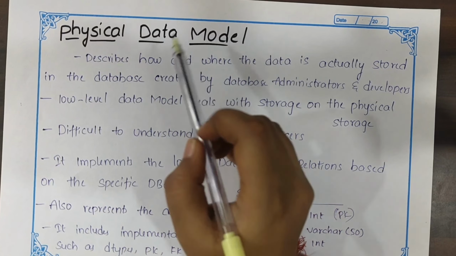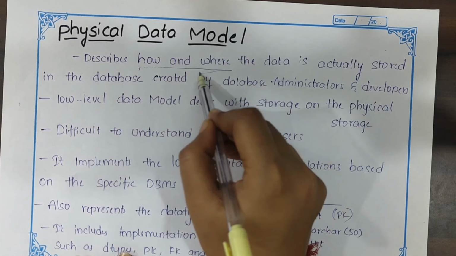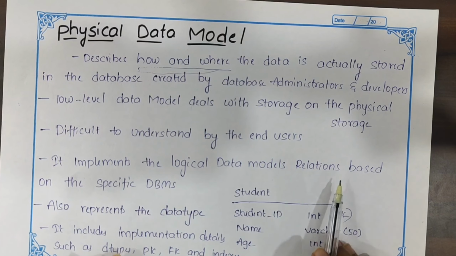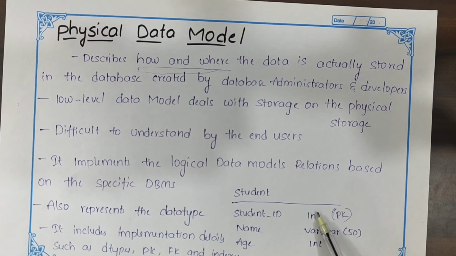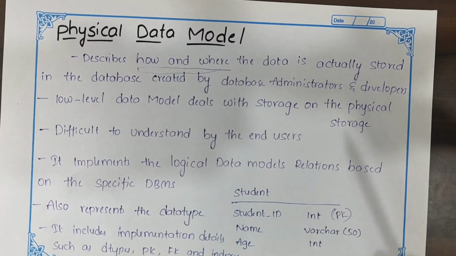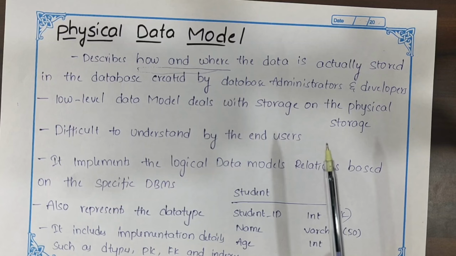I said how and where. How it is stored and where it is stored also matter. How means using data types and primary key and foreign key representation. Where means in the file system or the memory allocation, where it is stored. This model is mainly prepared by the database administrator and developer.